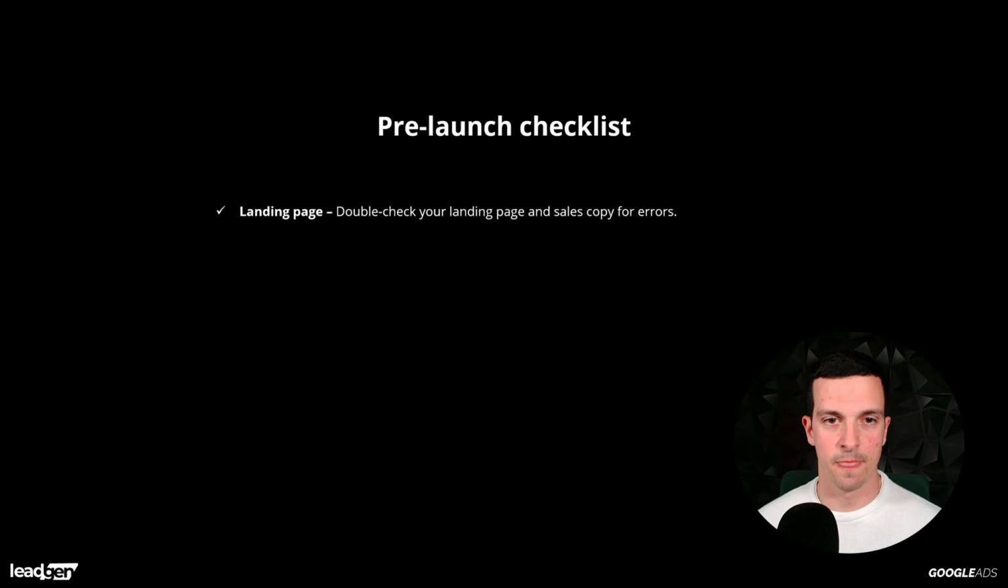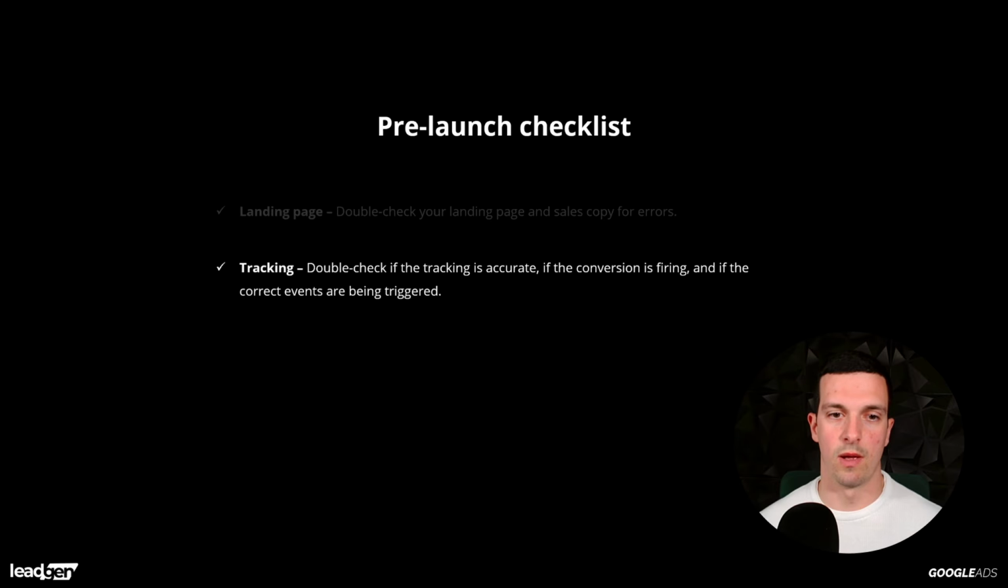Pre-launch checklist. First of all, we'll cover landing page. Double check your landing page and sales copy for errors. I see this happen a lot of times. People rush to launch the ads, but they didn't double check the landing page themselves. Check the mobile version, desktop version, the form, is everything firing, automations, and be sure that everything's working well.